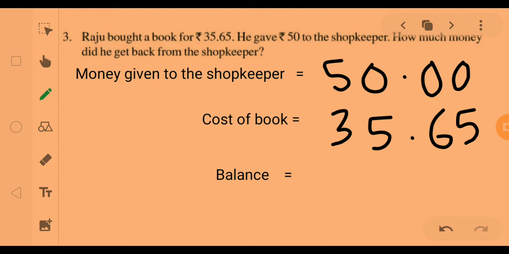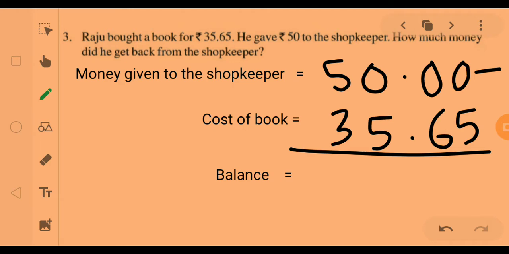So what is the balance he gets back? The balance is the difference. We will take away the cost of the notebook from the total money given to the shopkeeper, so that we get the difference. The difference is the amount given back to Raju by the shopkeeper. So let's find it. We are subtracting it.